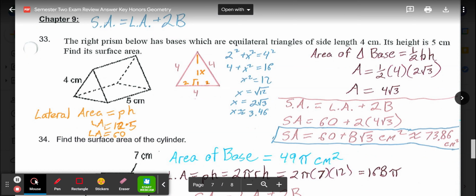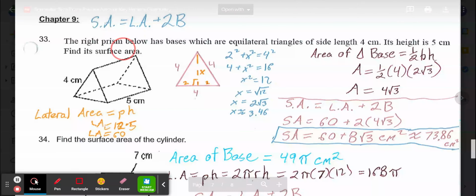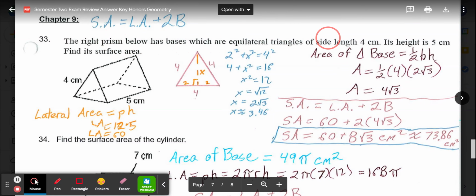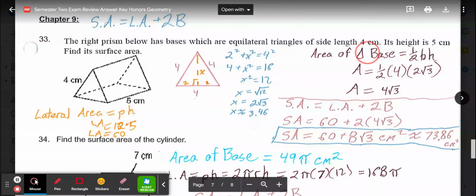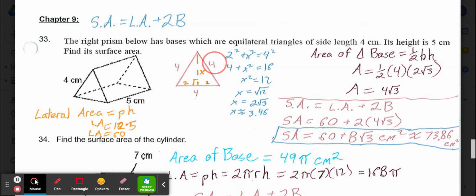So first we want to look at 33. We have a right prism below and equilateral triangles for the bases with side length of 4. Height of the prism is 5. Find the surface area. So first we'd want the area of a base. So the area of a triangular base, 1/2 base times height. Well, we know the side lengths are 4, but we don't know the height.